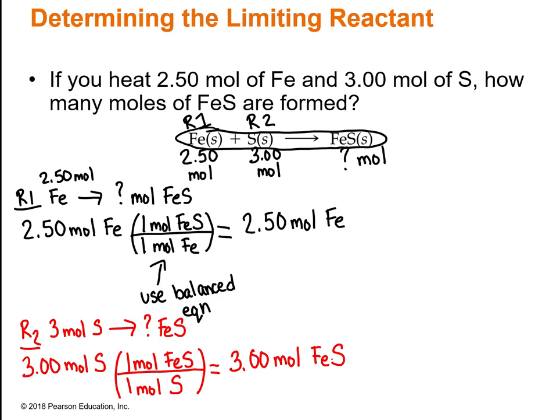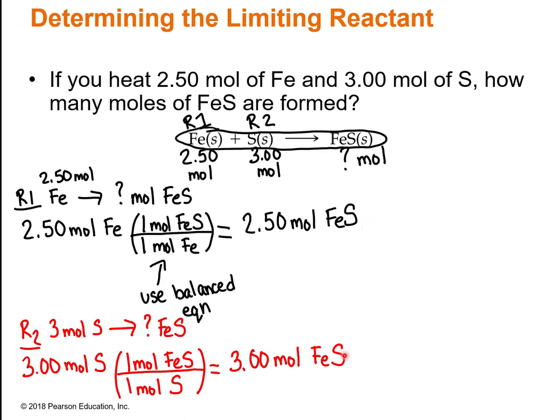So if we used up reactant one completely, which is our iron, we'd make 2.5 moles of iron 2 sulfide if we reacted all of the iron with excess sulfur.